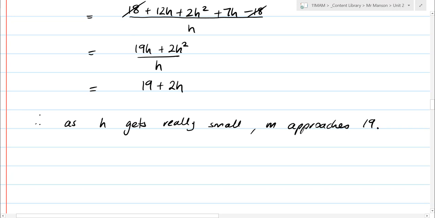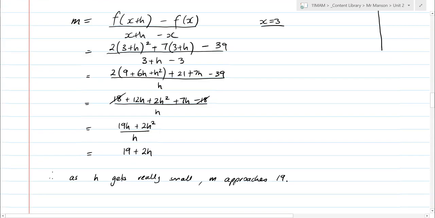Any questions? If h is really small, I can see a couple of people looking at me a bit confused. But as h is really small, if h is 0.1, then we've got 19.1. If h is 0.001, we've got 19.001. Never technically reaches 19, but it gets really, really, really close the smaller we make h. And we know that the closer we get those 2 points together, the more accurate a gradient that we'll get. Are there any other questions on that?